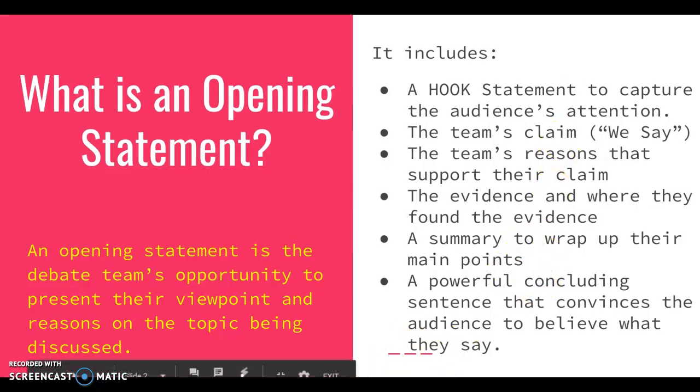So, what is an opening statement? This is a debate team's opportunity to present their viewpoint and reasons on the topic that is being discussed. An opening statement includes a hook, which grabs and captures the audience's attention right away. The team's claim, which is the we say statement, the team's reasons that support their claim, the evidence and where they found the evidence, a summary to wrap up their main points, and a powerful concluding sentence that convinces the audience to believe what they say.